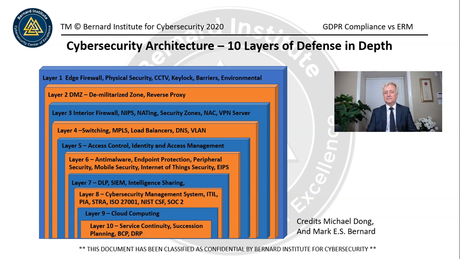And finally, layer 10. So if all else fails, we do have business continuity and DRP. And I know I was talking about how cloud computing is taking away from that. Well, hopefully by the time you get to layer 9, you don't have any issues. You've been able to provide enough diligence in front of your organization and services and data that you don't have to worry about having a DRP incident.